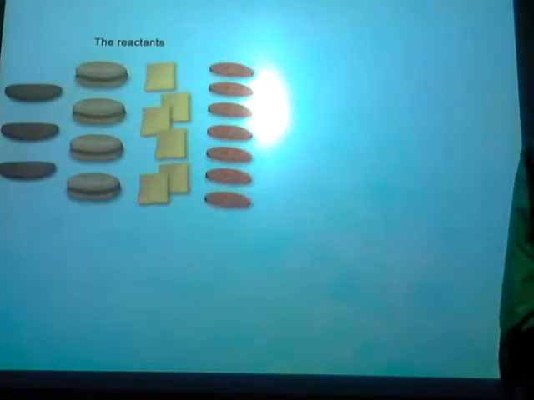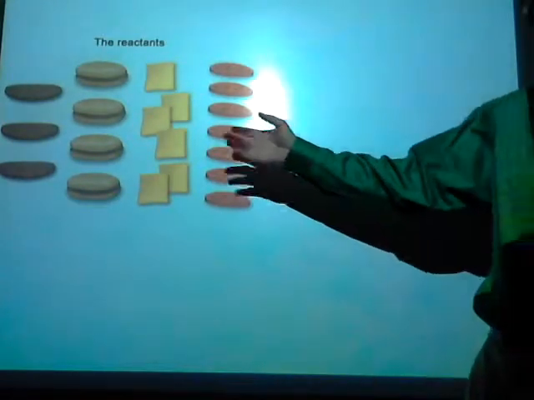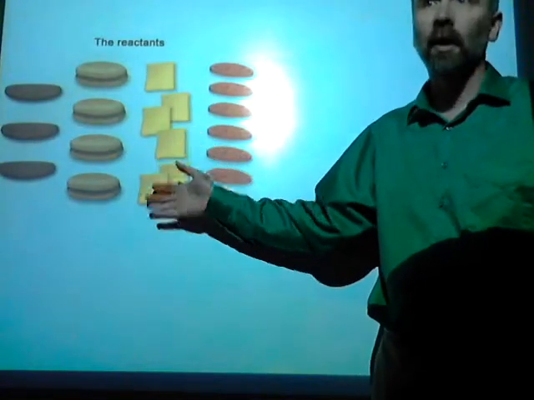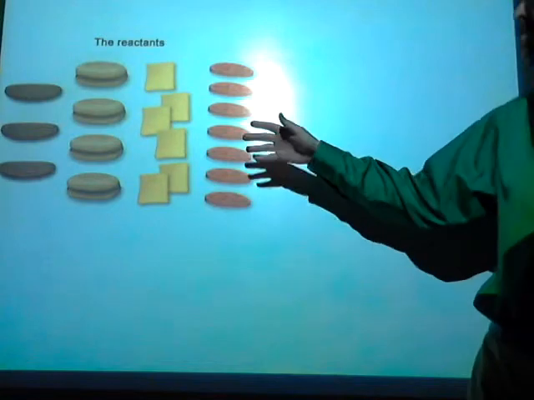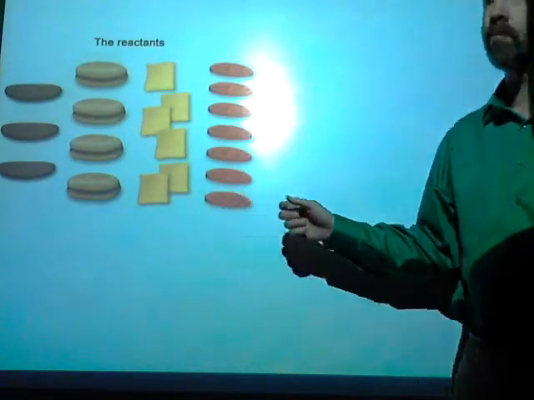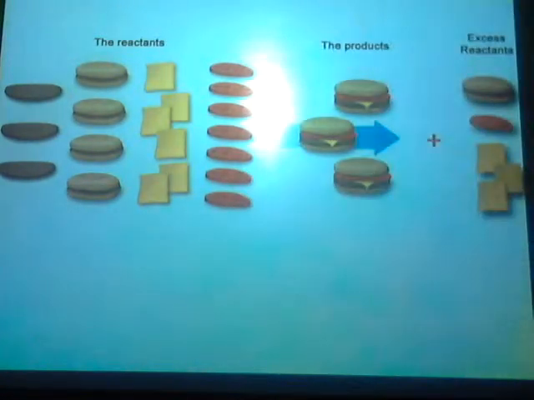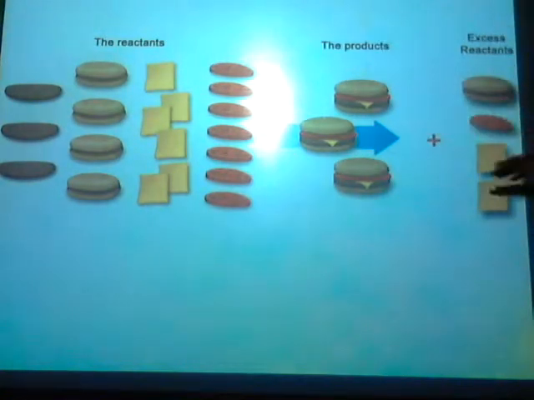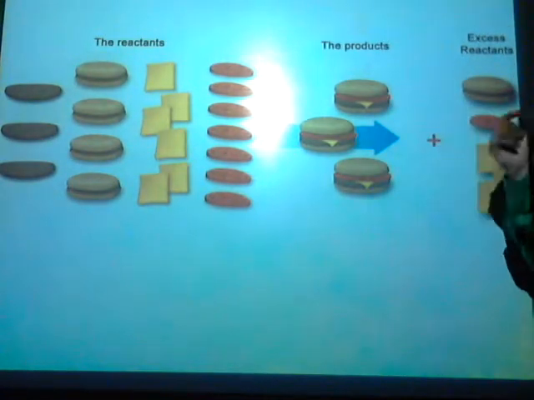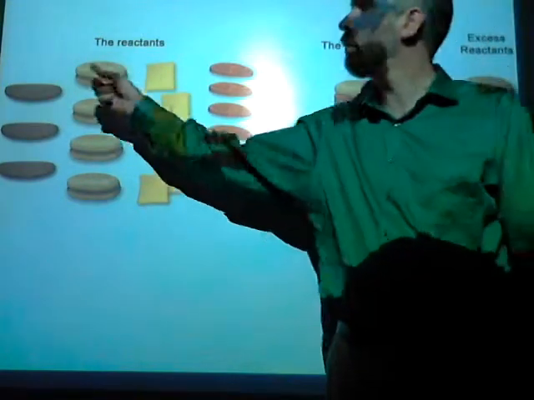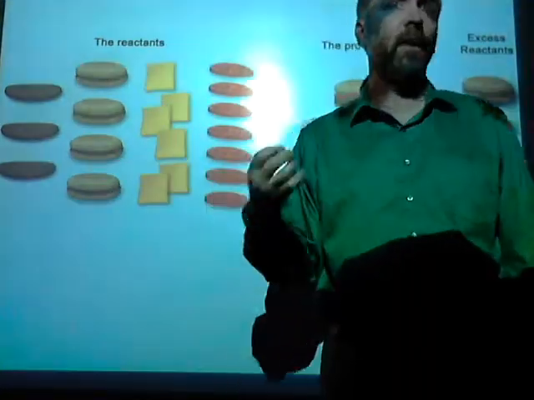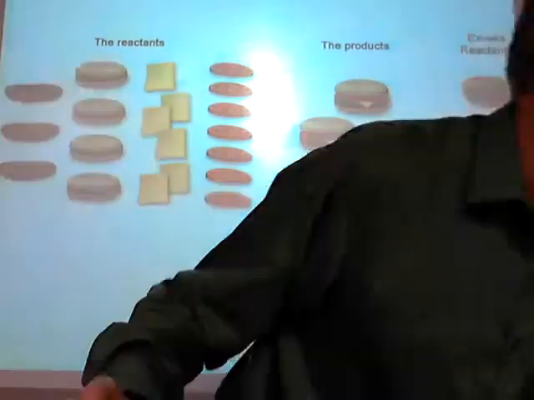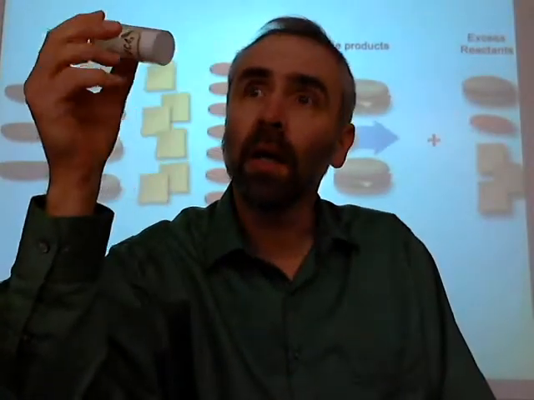3. Only 3. It doesn't matter that I have extra hamburger buns. It doesn't matter that I have extra cheese. I could ask for extra cheese. It doesn't matter if I have extra tomatoes. Okay? I can only make 3 complete hamburgers. And then all this other stuff is left over. It's excess. So my limiting reactant is the one in the least abundance. Just like, turn the light back on, my limiting reactant in this case was this.